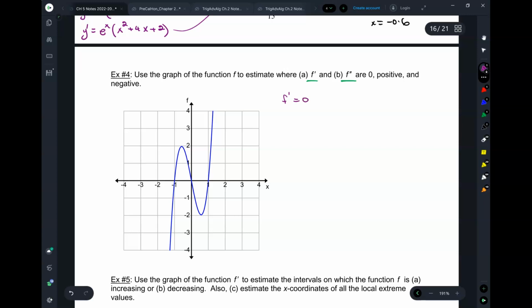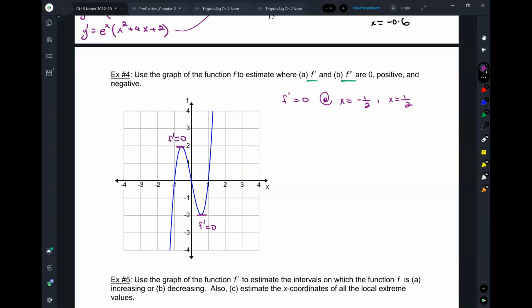So where is f prime 0? What does it mean that f prime is 0? The slope is 0. So what does it look like on this graph? It's a horizontal tangent line. So the slope is 0 here and here. This is where the slope is 0. All right, so f prime is 0 at x equals -1/2 and x equals +1/2.